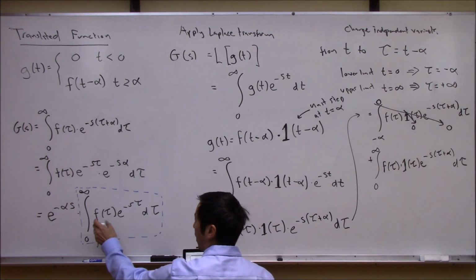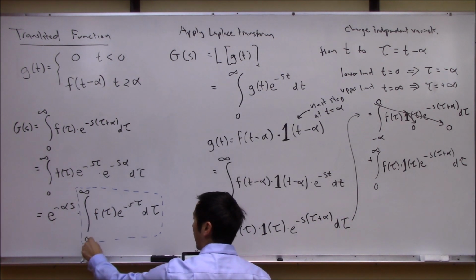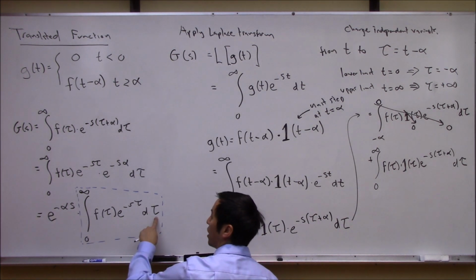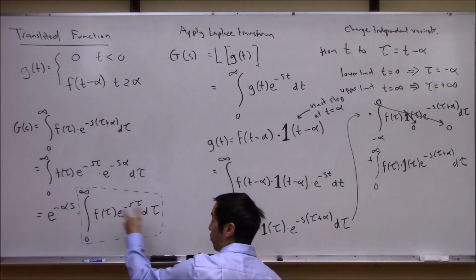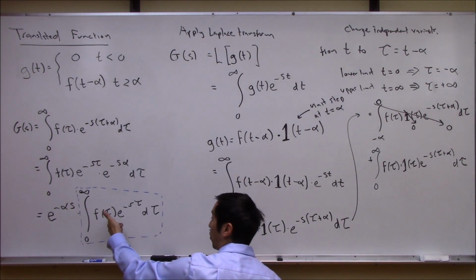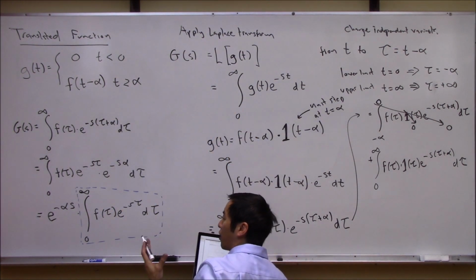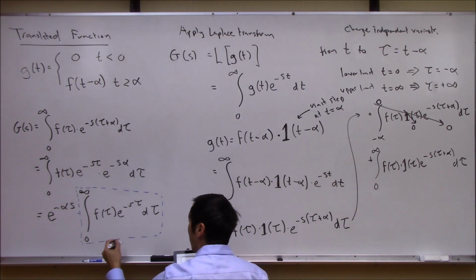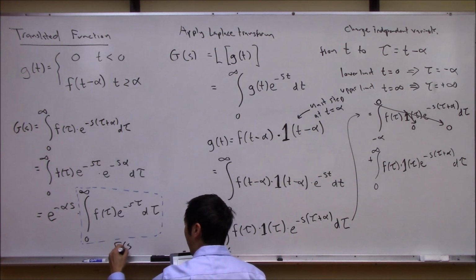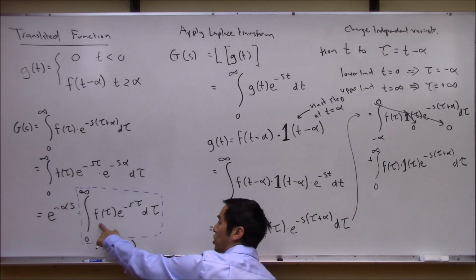This looks like a function that you multiply by e to the minus st and integrate from 0 to infinity. The independent variable here could be tau or t; we could just change the notation. What is this? This is the definition of the Laplace transform of f. So this whole thing in blue is F of s, the Laplace transform of the original untranslated function we started with.